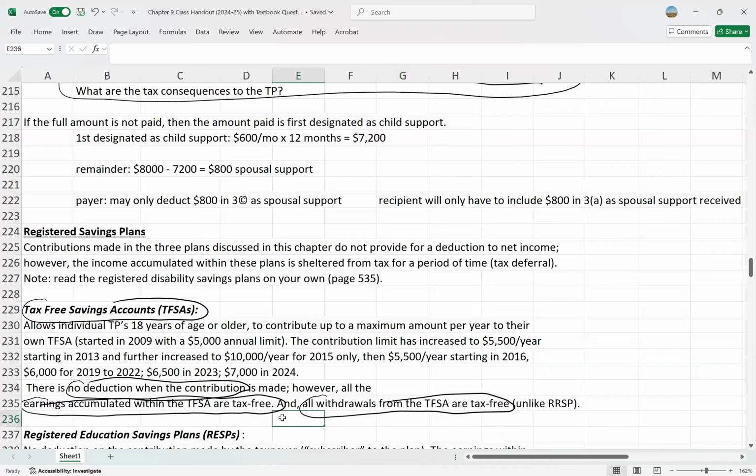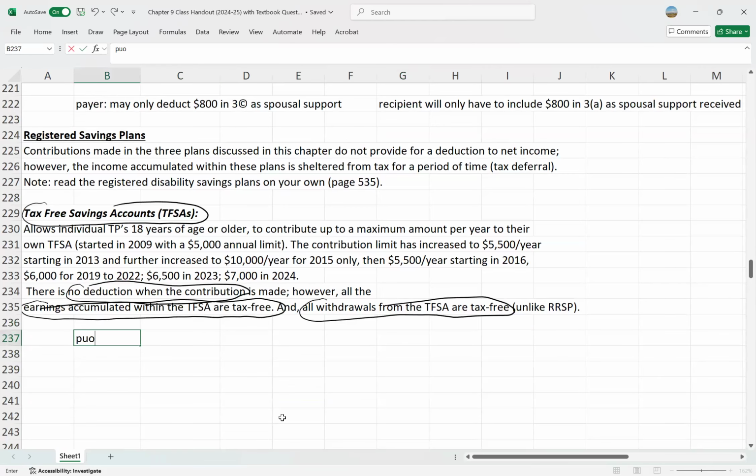So let me give you an example. Let's say that we put 7,000 into a tax-free savings account. Now, the amount that you can put in every year is a limit. It started out at 5,000 per year, and then it increased to 5,500 in 2013. It increased to 10,000 in 2015. Then it went back down to 5,500. And then in 2019, it went to 6,000. And then 2023, 6,500. Last year, 7,000. So these amounts carry over. But you have to be 18 or older to open up a tax-free savings account.